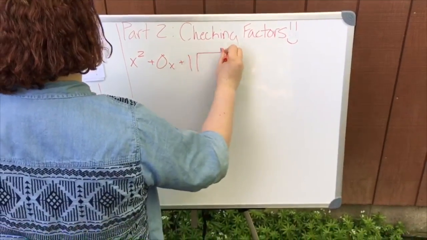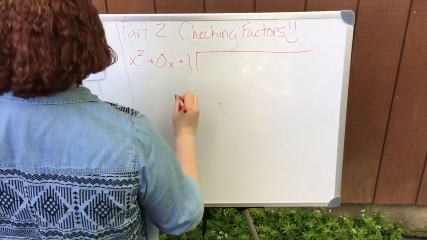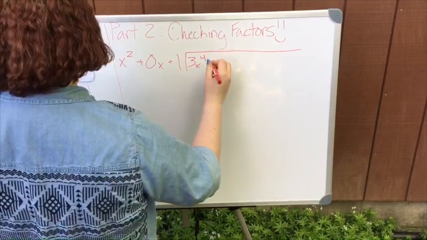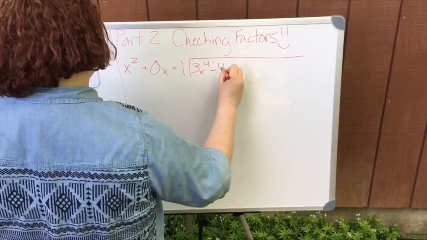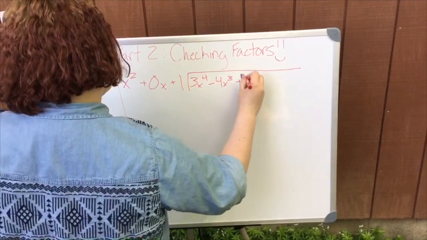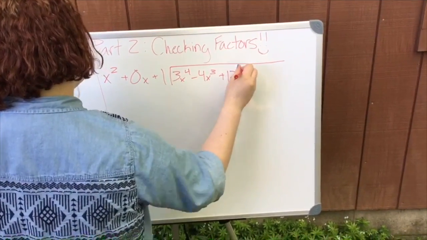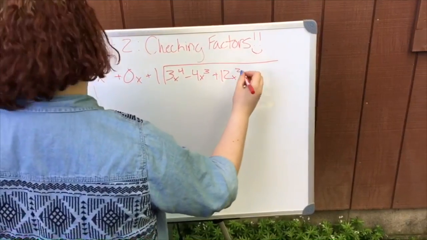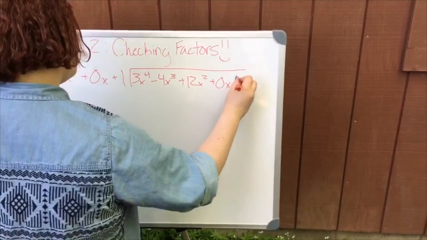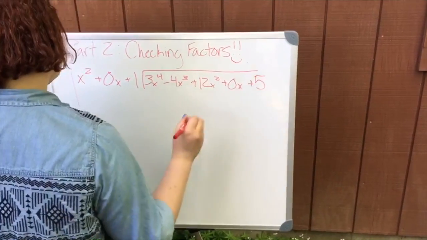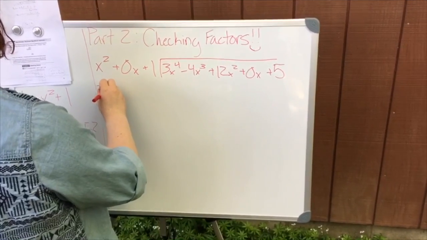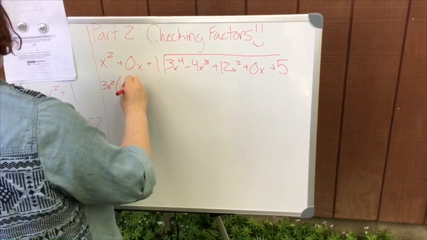Checking the factors of polynomial long division is essentially the same as just solving a problem. The setup is exactly the same, except the factor that you are checking is what the polynomial is being divided by. In this case, it would be x squared plus 0x, since that x did not exist, there must be a 0, plus 1, and that is dividing 3x to the fourth, minus 4x to the third, plus 12x squared, plus 0x, since the x did not exist, and plus 5.